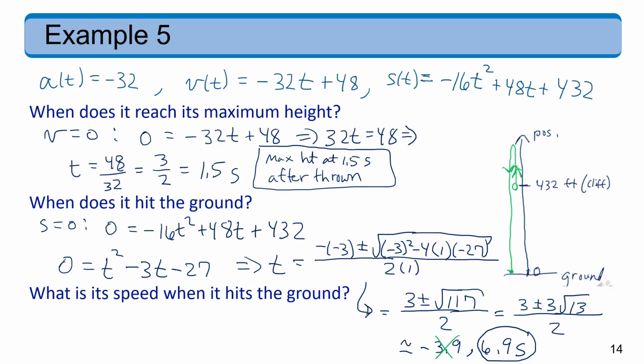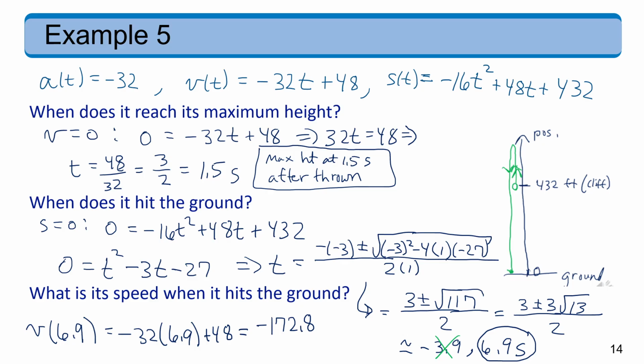Okay, now the last question, what is its speed when it hits the ground? Speed is given by the velocity function. So we're going to go back to our velocity function and plug in the time when it hits the ground, and that's what we just found. So we're going to plug in 6.9 for t. Now the velocity function is up at the top of the slide, so it's negative 32 times, plug in 6.9 for t, plus 48, and then calculate what you get. Negative 172.8. Now why is it negative?